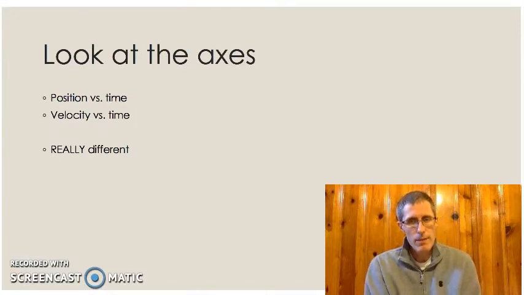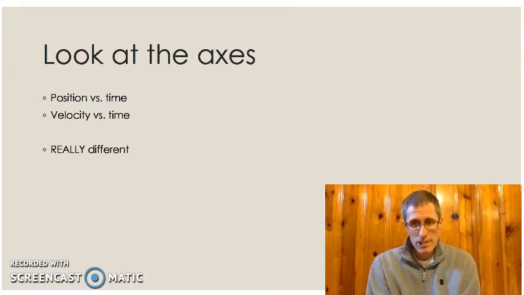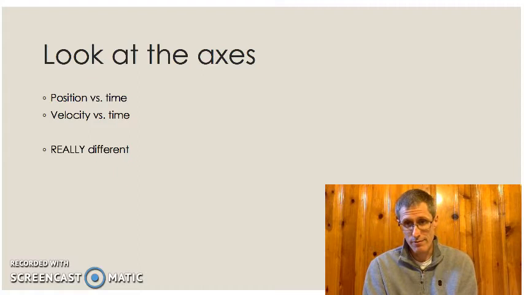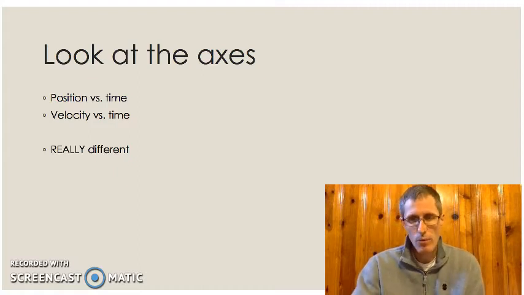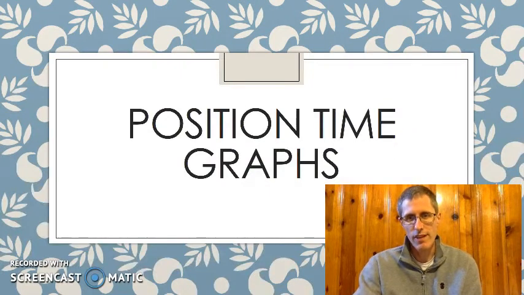So the first step for looking at any motion graph is to look at the axes, because position time graphs and velocity time graphs are both incredibly different, and they have different rules, and they will have different motions. So the big first step is to look at what kind of graph you've got in front of you. We're going to start off by focusing on position versus time graphs.